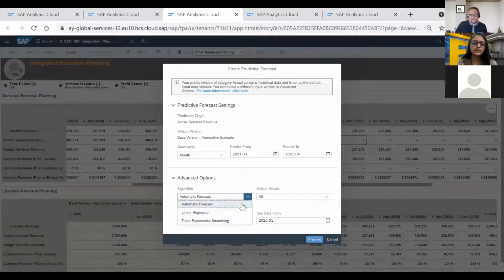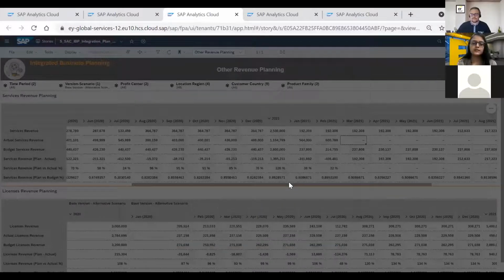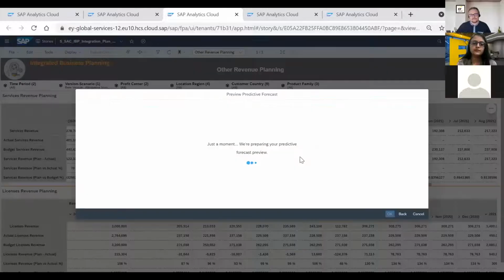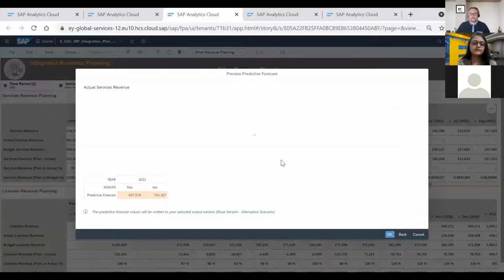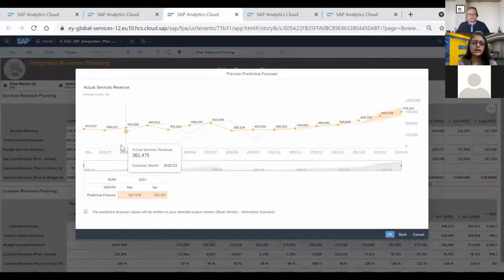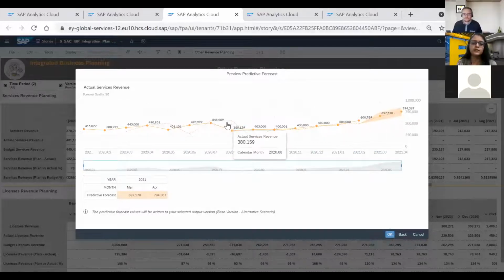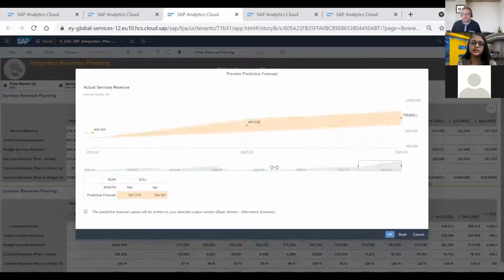What we can also do is select some of the ML algorithms that SAC provides us. We have linear regression, triple exponential smoothing, or an automatic forecast, which gives the best fit model automatically. So let's go with the automatic forecast and select preview. Now we have the predictive forecast generated for the next 2 months. Here we have the historical numbers as well, and the dotted lines show the predictive forecast generated by SAC through the ML algorithm. And what we see here within the orange limits is the newly generated forecast.